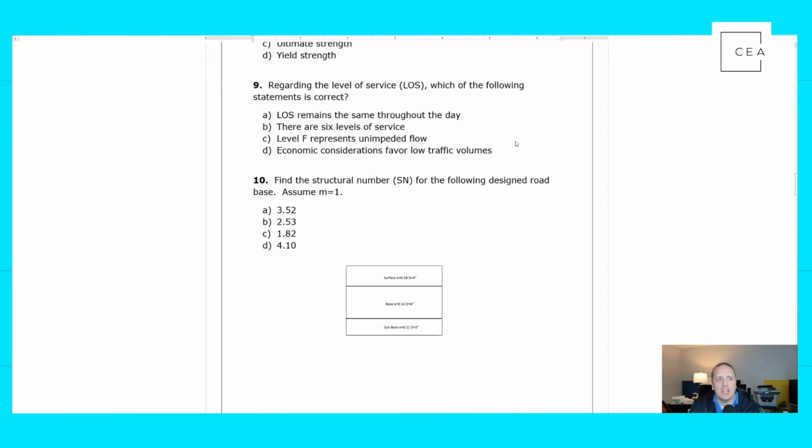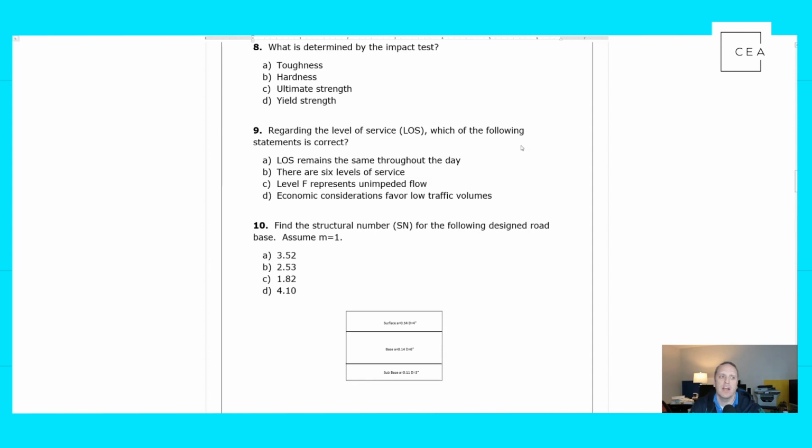Number 9, regarding the level of service, which of the following statements is correct? Now we're switching to transportation a little bit. LOS stands for level of service. And the question is, which of the following statements is correct about level of service? A, level of service remains the same throughout the day. B, there are 6 levels of service. C, level F represents unimpeded flow. Or D, economic considerations favor low traffic volumes.